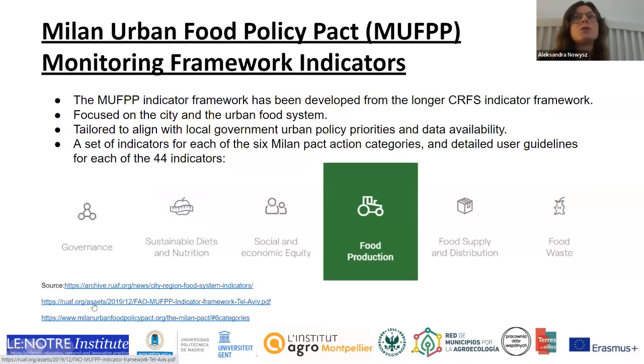Another framework is the Milan Urban Food Policy Pact framework. This indicator framework has been developed from the longer city region food system indicator framework I just presented before. And it contains only 44 indicators. So it might be easier to follow them and to prepare your evaluation using this framework. These 44 indicators are organized by 6 Milan Pact action categories, which are governance, sustainable diet and nutrition, social and economic equity, food production, food supply and distribution, and food waste. The whole framework you can also find by clicking the link in the presentation.